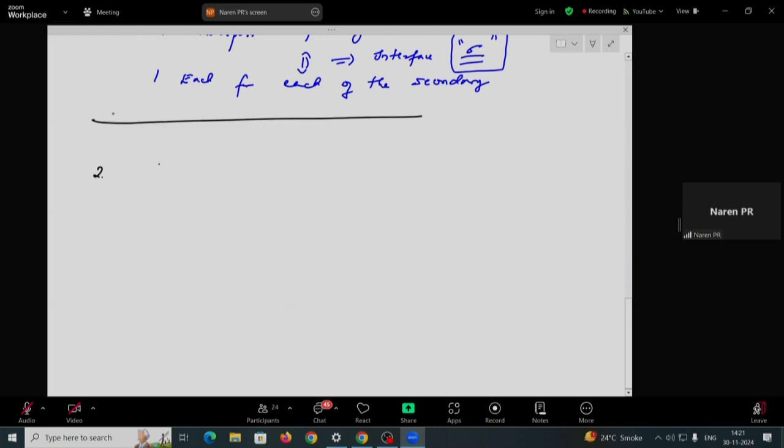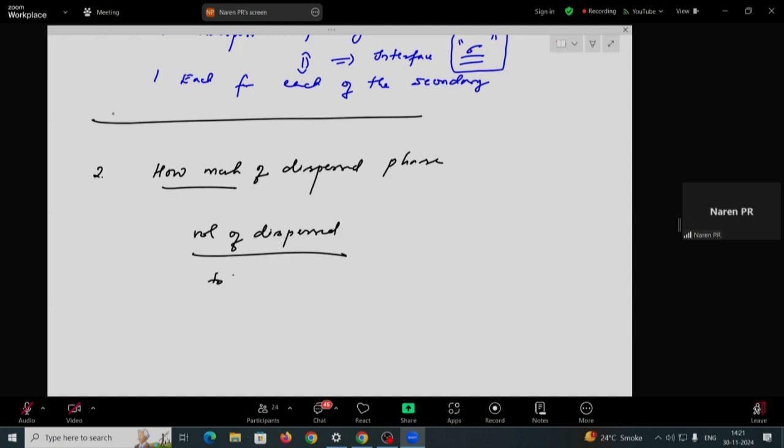Now, in some cases, we are not interested in shape. We are interested in how much dispersed phase is present. When I say how much, it is the volume of the dispersed phase to the total volume. We are interested in this fraction. This fraction is called phase holdup, usually given the symbol epsilon. So epsilon of i means the volume of the dispersed phase i with respect to the total volume, right?